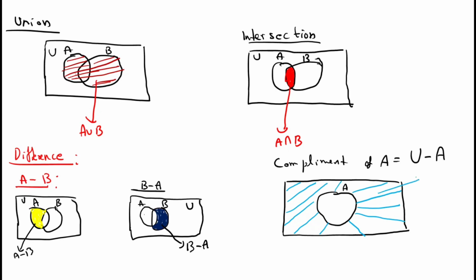This blue shaded part is denoted by A dash. Clear? A dash means all the elements of universal set, but where A is not included. Here see, you are removing A from the universal set. So this part we call the universal set, and this part we call the complement of the given set A.